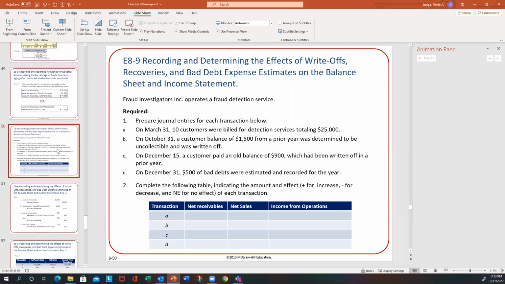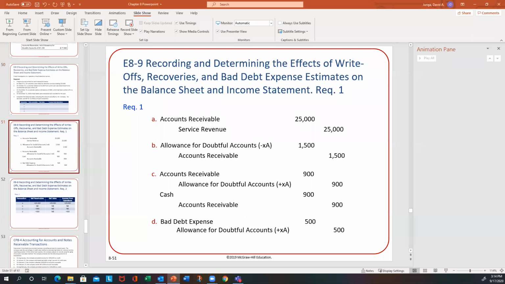All right, so then next up, they want us to go through and prepare journal entries for each of the transactions. This is going to be for transactions A, B, C, and D. So we've got a bill, we've got a write-off, we've got a recovery, and then we have to write an estimate. Then they want us to show the effects on net receivables, net sales, and of course how that affects your income when you do these entries. So let's walk through the entries.